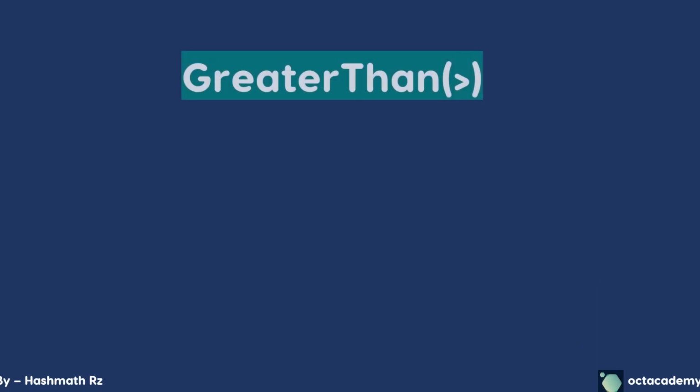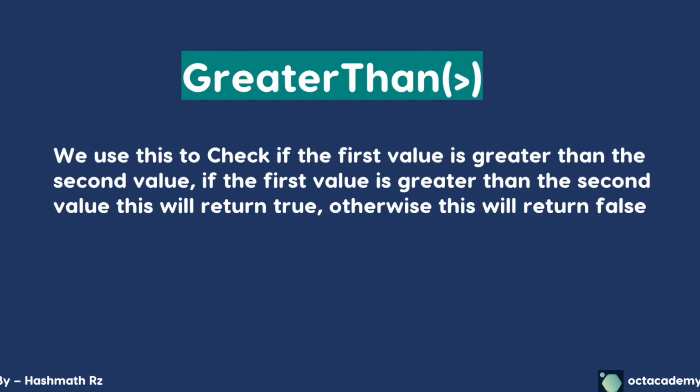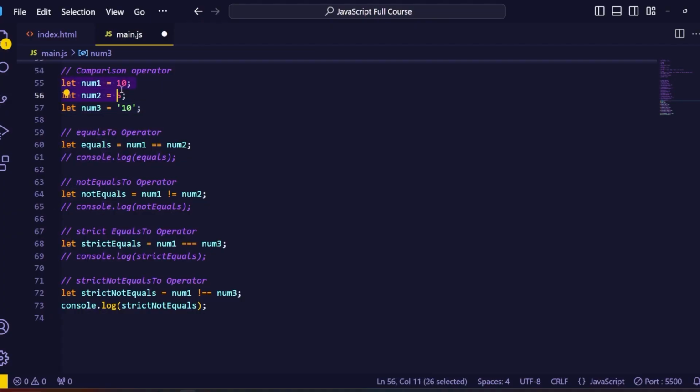Right. Let's quickly move on to the next comparison operator, the greater than operator. So guys, we use this to check if the first value is greater than the second value. If the first value is greater than the second value, this will return true, otherwise this will return false. Okay, so let's look at an example for this.